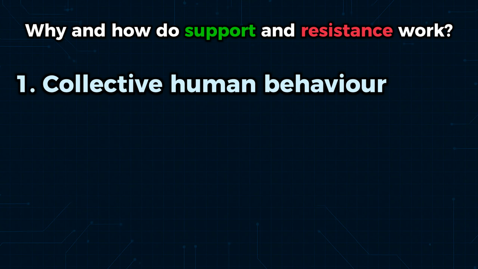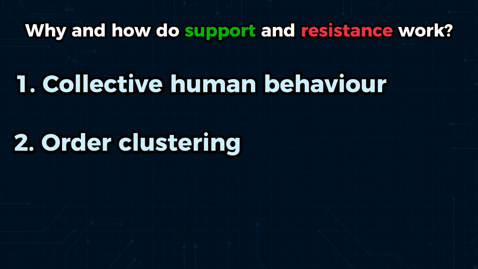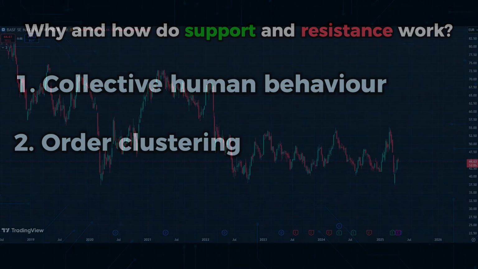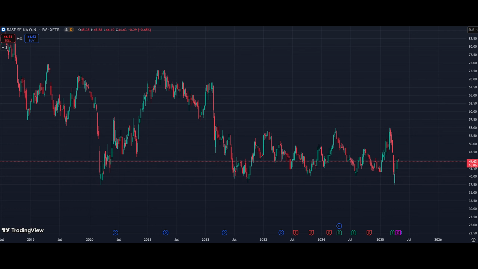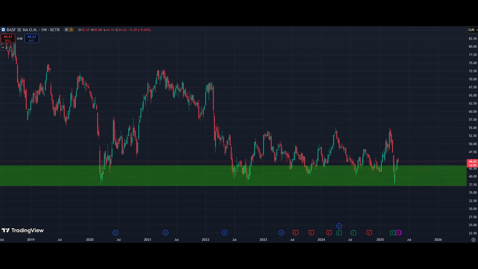Order clustering is one of the reasons why support and resistance work. Traders often place large numbers of stop-loss, take-profit, and market orders around these levels. Buy orders around the essential support level trigger a rebound, as we can see on the weekly chart of BASF. Every time it enters the $37 to $42 range, it creates a strong reaction, causing a bounce back into the trading zone.